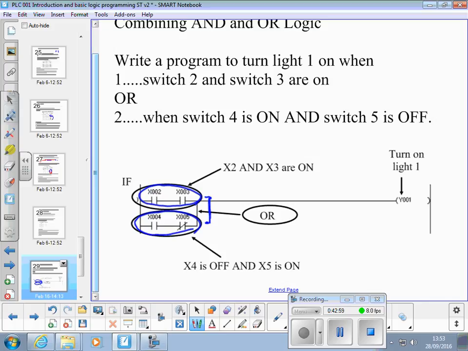Write your program to turn a light on when switch 2 and switch 3 are on, or when switch 4 is on and switch 5 is off. So to test for off, you use a normally closed contact, generally. To test for on, you use normally open, generally. There can be exceptions.